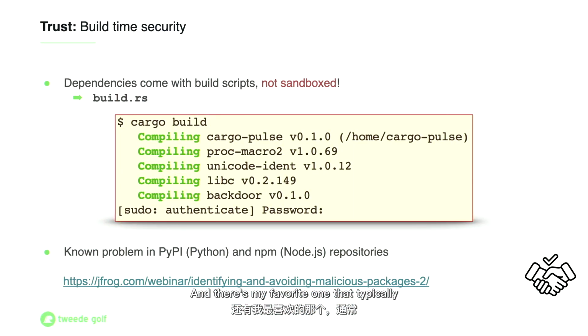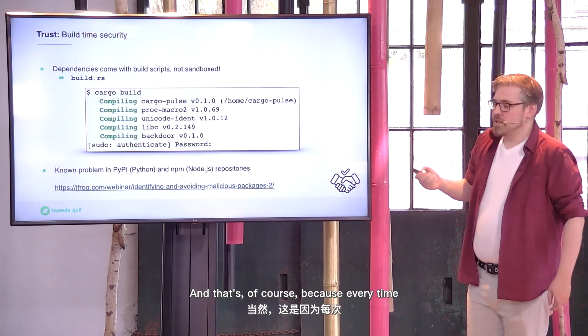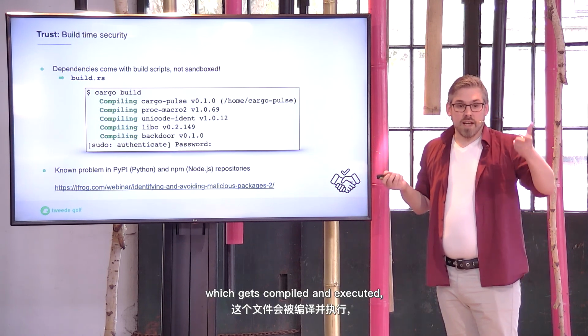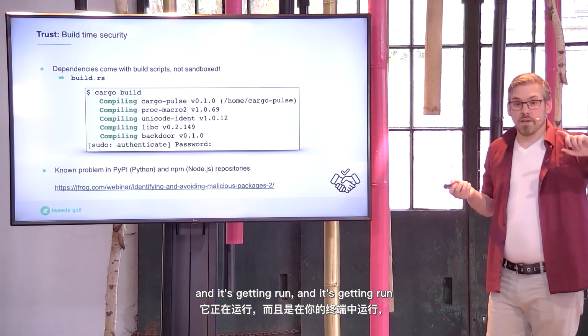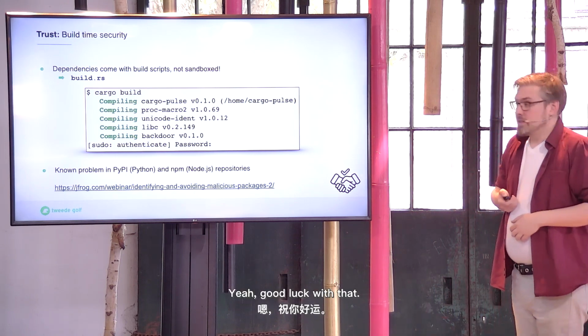And there's my favorite one that typically people don't think a lot about. So suppose I build my Cargo Pulse pet project, and all of a sudden I get sudo asking me for a password. What's going on there? Luckily, I got a password. Like if I had used sudo in this terminal 5 minutes ago, I wouldn't have gotten that password. And that's of course because every time you compile a dependency, it has a build.rs file, which gets compiled and executed, and it's getting run. And it's getting run in your own terminal. It's not in any kind of sandbox. Yeah, good luck with that.